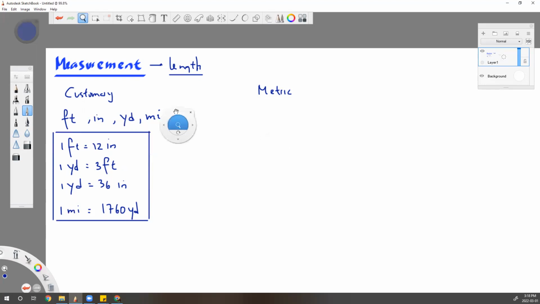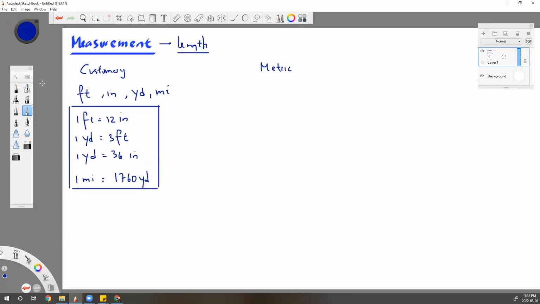Again, how do you convert from feet to inches? You just multiply by 12. If I'm going right, I multiply by 12, then by 3. So do the double multiplication, and then I have to multiply by 1,760. That's the conversion of the customary units.